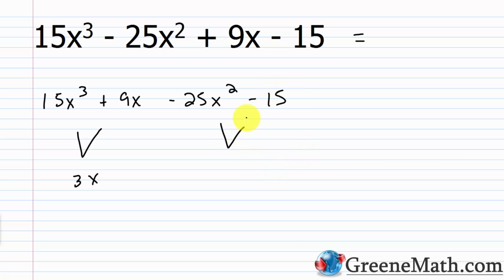And what's common here, I'm going to pull out a negative and then a 5, right? So negative 5 is common to both. So if we do that, what would we get? So let's put parentheses around each.